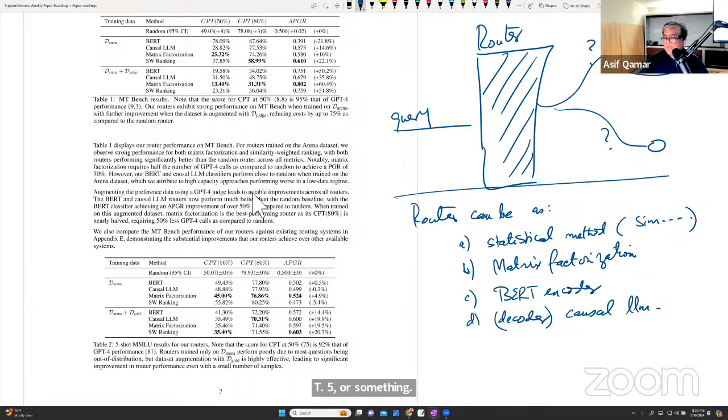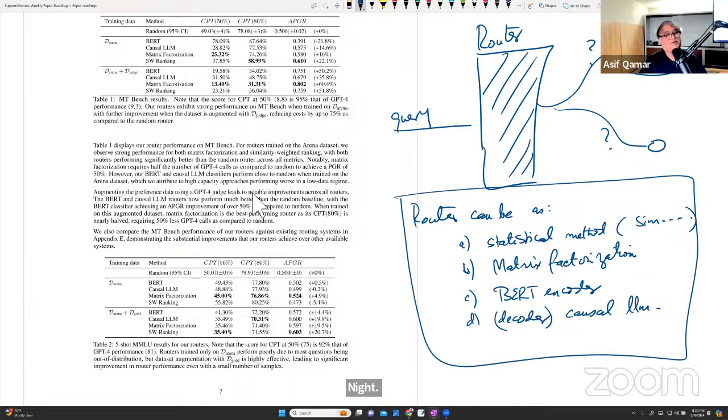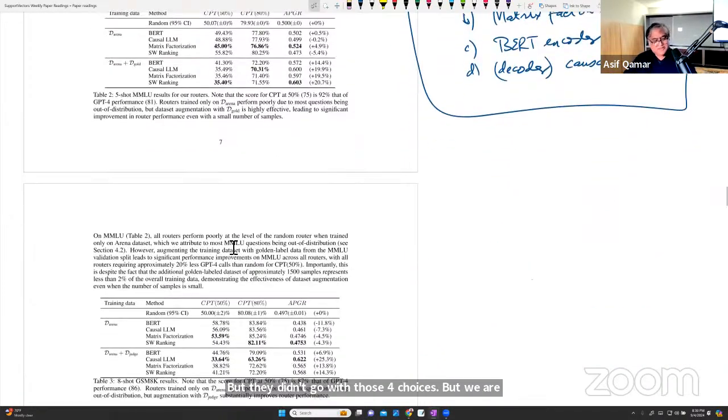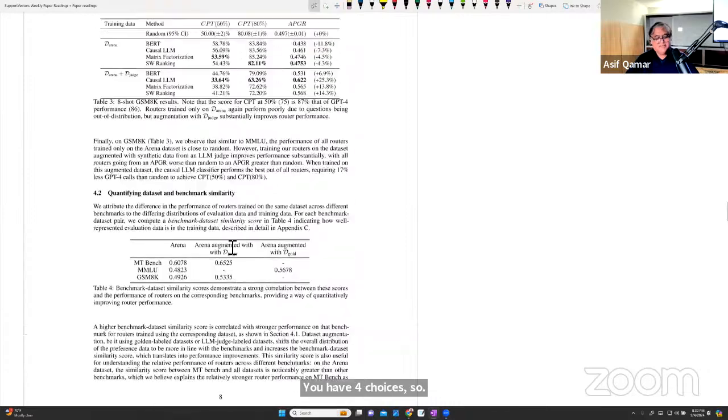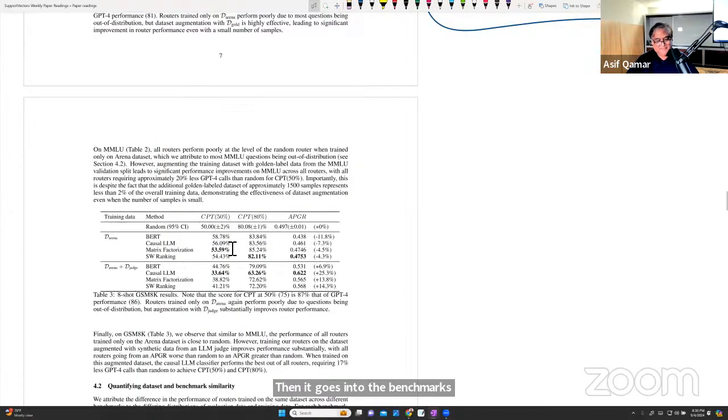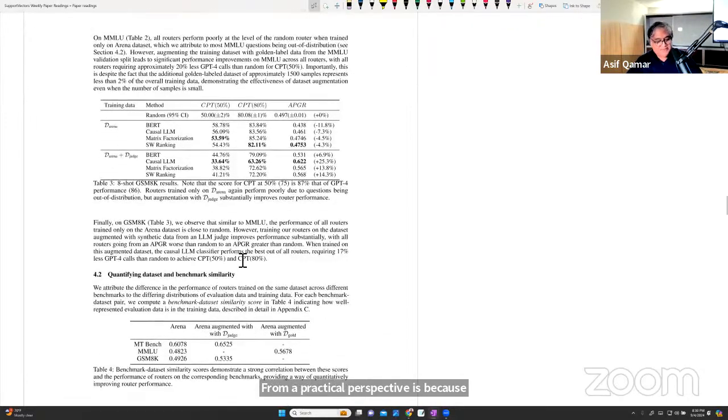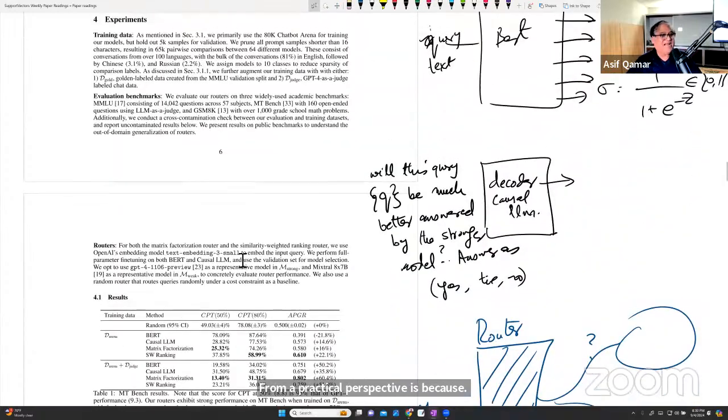But we are talking about how would you now do this magical router? You have 4 choices. So then it goes into the benchmarks. And at the end of this, as you would imagine, the reason this paper gained attention from a practical perspective is because it showed that this is a good practical strategy. You can actually reduce your cost by a huge magnitude by using it.